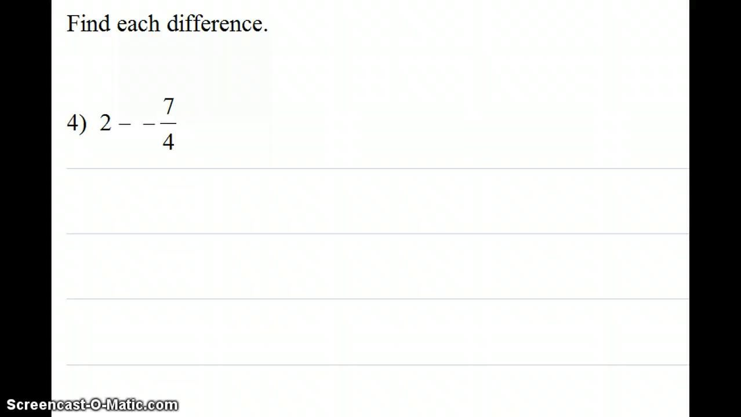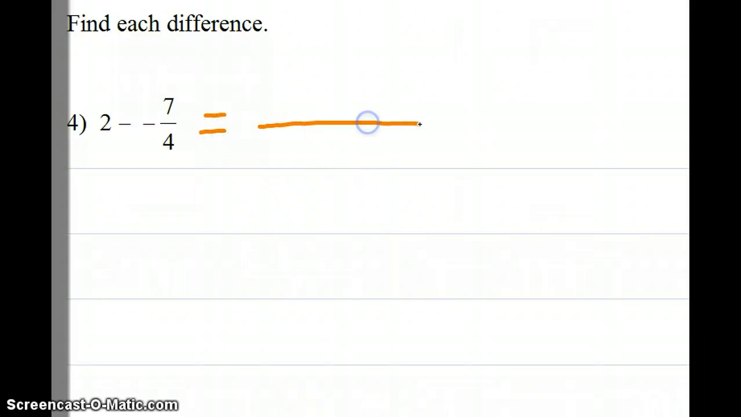Problem number 4 is a little different because you may see or you may not see the 2 as a fraction. The 2 has a denominator of 1. So the easiest common denominator is a 4. Why? Because 1 times 4 is 4. So the 7, we don't need anything for the 7. A minus minus is a plus. So let's change that to a plus 7.